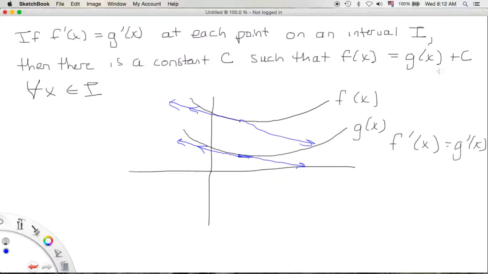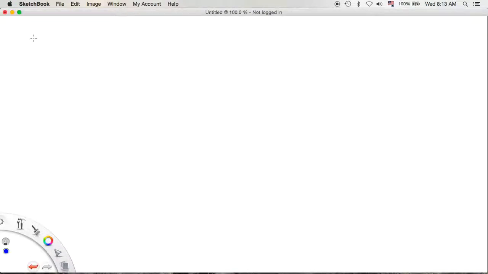Now, why is that important? Well, what it means is if you have derivatives that are equal, then you have multiple functions that they could come from. So you could have a function x squared plus 2, and it's going to have the same derivative as the function just x squared. Now, how is that helpful? Well, because we need to be able to find antiderivatives.